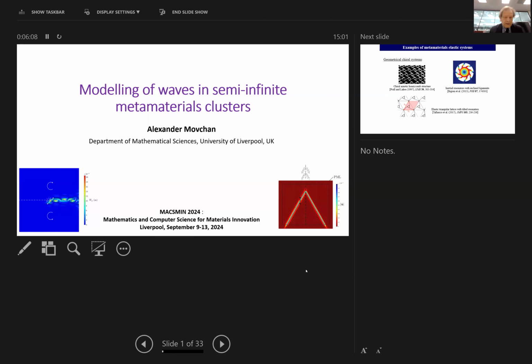So, waves are quite important in studies of structured materials. Waves can be acoustic, elastic, electromagnetic, and I'm going to talk about different classes today. But the main point is that the microstructure is important, and the title includes the word metamaterials.